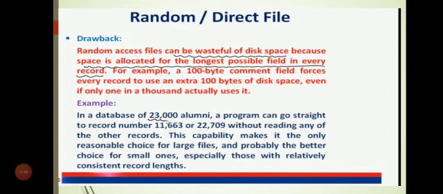Drawbacks of random or direct files. Random access files can be wasteful of disk space because space is allocated for the longest possible field in every record. For example, a 100-byte comment field forces every record to use an extra 100 bytes of disk space, even if only 1 in 1000 actually uses it.